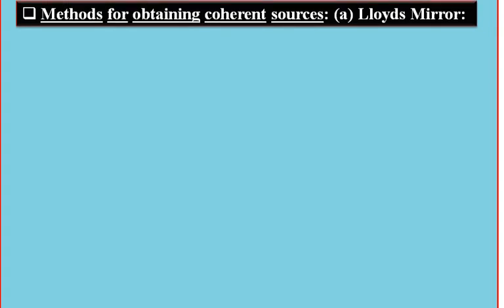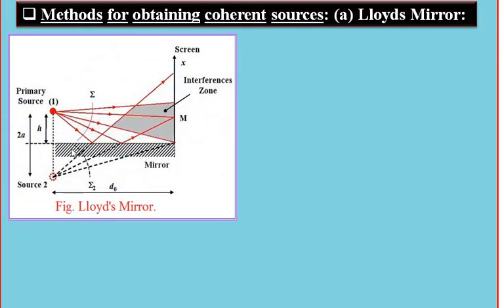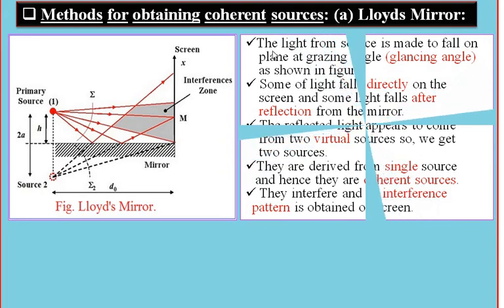Let us see the methods for obtaining the coherent sources. Let us see the first method, that is Lloyd's mirror. Coherent means the phase difference is either 0 or constant. Lloyd used a plane mirror to obtain the two coherent sources. The plane mirror is placed as shown in the figure, and this is the primary source placed here. Let the light from the source be made to fall on the plane mirror at a grazing angle. Grazing angle means the glancing angle, as shown in the figure, that is the angle between the incident ray and the surface.